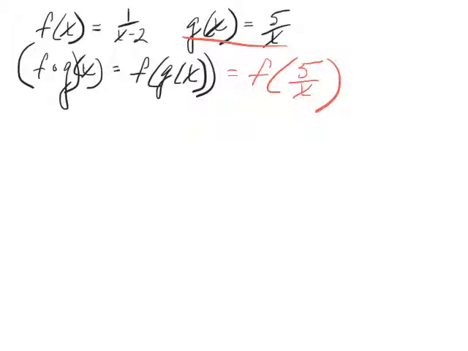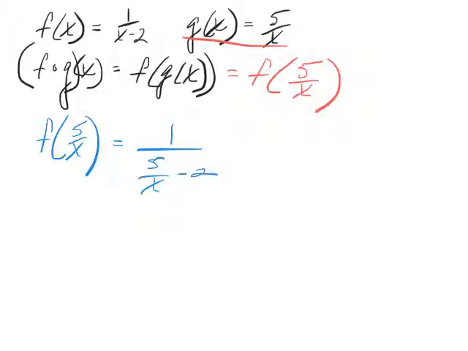And that says, what I have in red, that now I'm going to go look at my f function, and whenever I see an x, I'm going to put this thing in its place. So I'm going to rewrite that. Let's do this in blue here. So that f of 5 over x actually equals 1 over 5 over x minus 2.